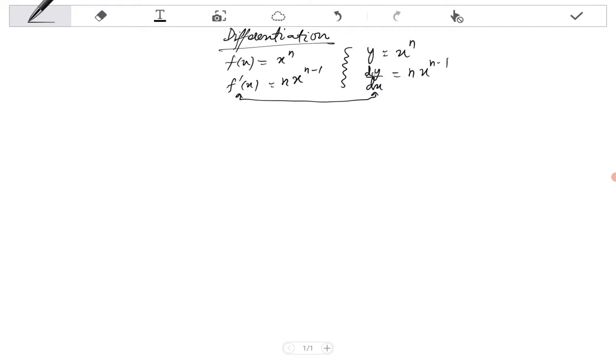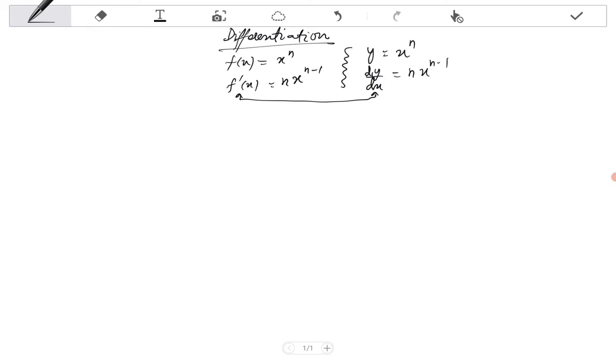dy stands for a very small change in y corresponding to a small change in x. This is how I introduced it to you at the beginning of this lecture. Now, how do you solve the question?